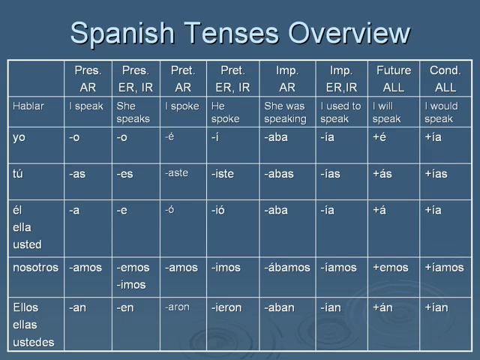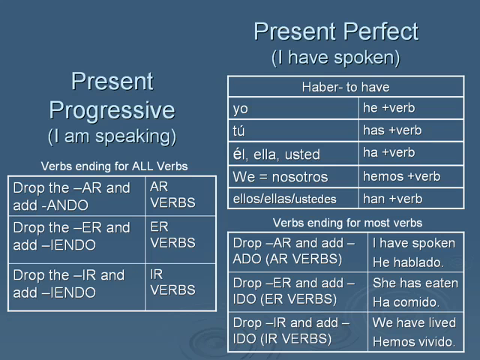So let's go over it briefly. Present would be I speak or she speaks. Preterite would be I spoke or he spoke. Imperfect would be she was speaking or I used to speak. The future would be I will speak, and the conditional will be I would speak. And the present progressive is I am speaking, and the present perfect is I have spoken.